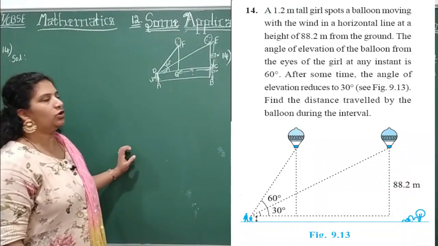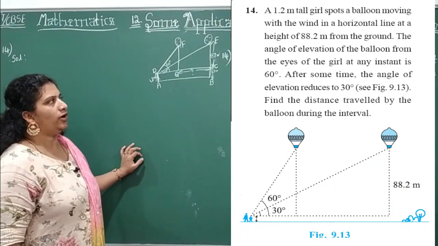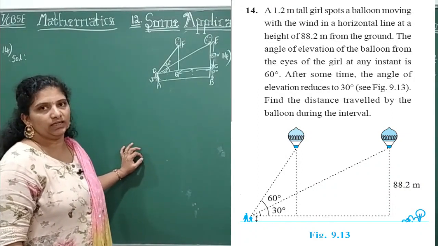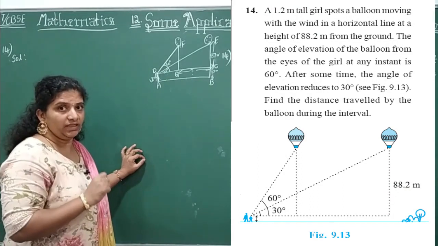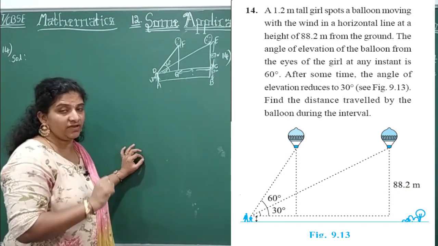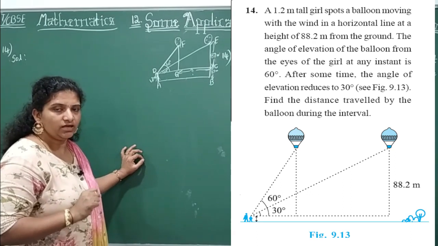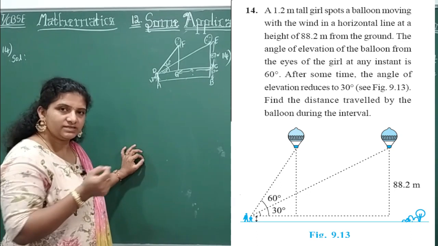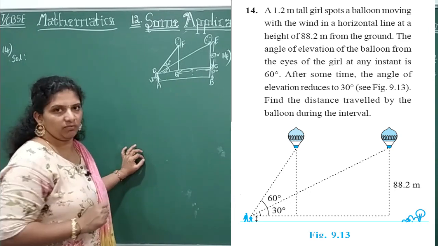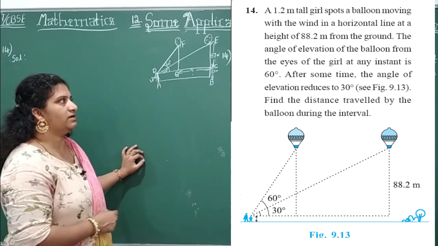14th problem, look over there. A 1.2 meter tall girl. Yes, children, do you remember anything? Before, in this exercise, we have seen one problem like this, a 1.5 meter tall boy. Yes, this problem will be of a similar pattern. Okay, let us see here.